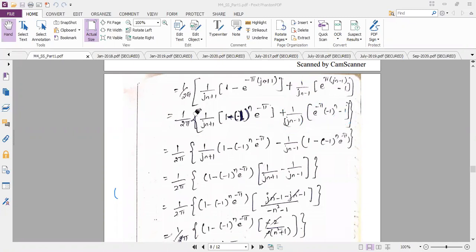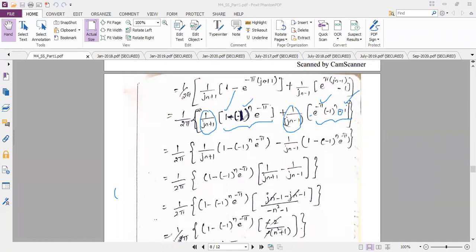Yes, ma'am. Okay. So now the next step is, see, if you see this 1 by jn plus 1, 1 by jn minus 1, I cannot take this as a common term outside. But I can try to take this as a common term if I do some modification. See here 1 is also there, here also 1 is there. And here minus 1 power n e power minus pi is there, minus 1 power n e power minus pi is there. The only problem is the minus and plus signs are not common.